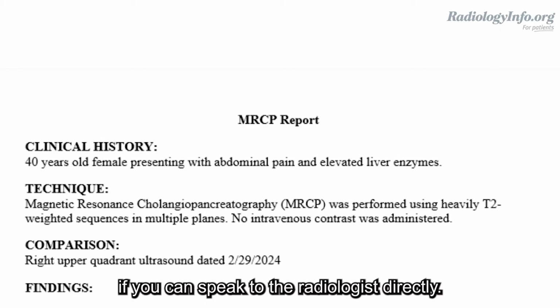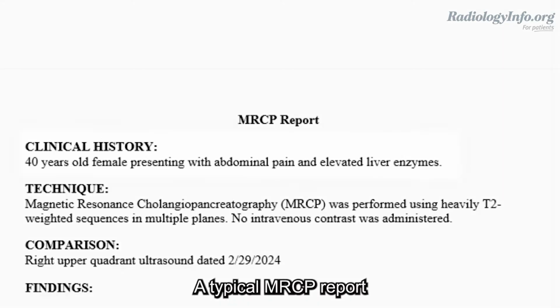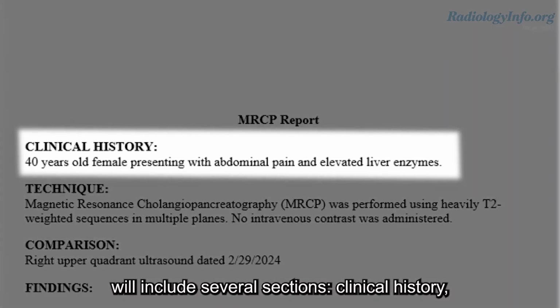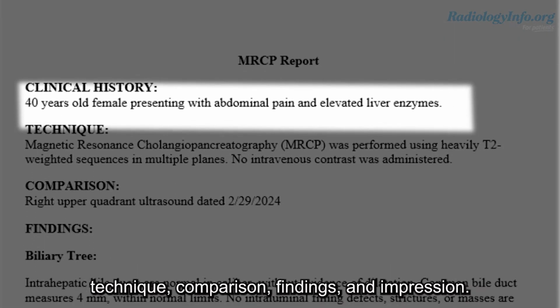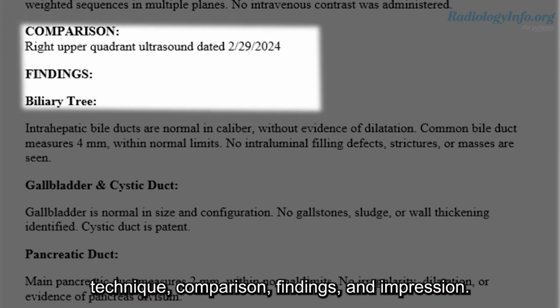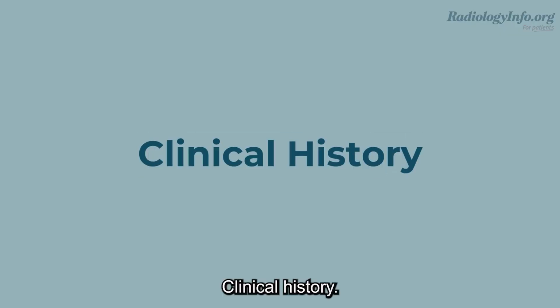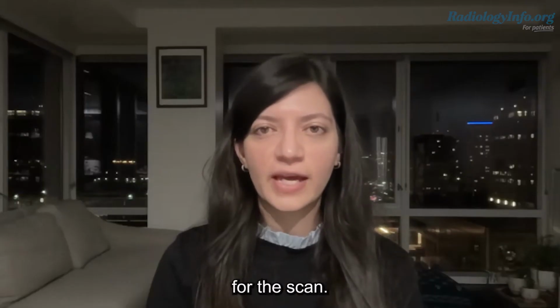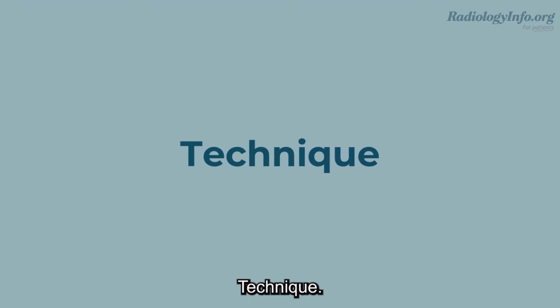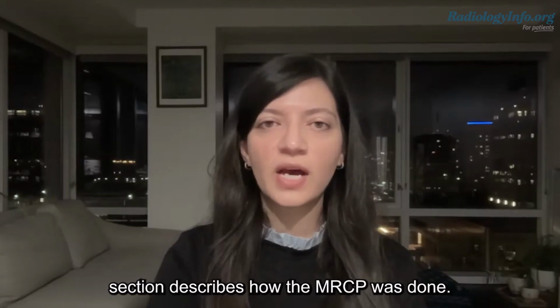radiologist directly. A typical MRCP report will include several sections: clinical history, technique, comparison, findings, and impression. Clinical history. This section includes the clinical reason for the scan. Technique. The technique section describes how MRCP was done.